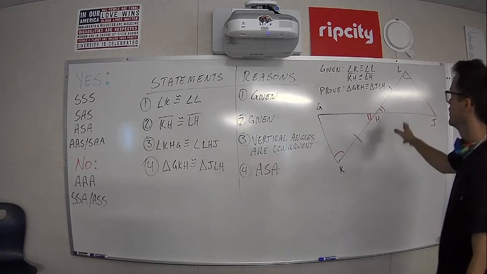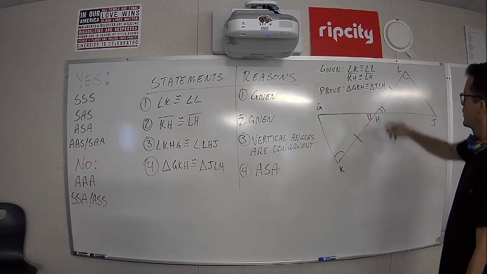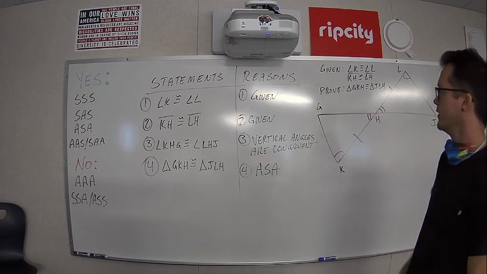We're given this figure, we're given a few pieces of information, and we're given a tall task of proving that these two triangles are congruent. We did it. There it is.